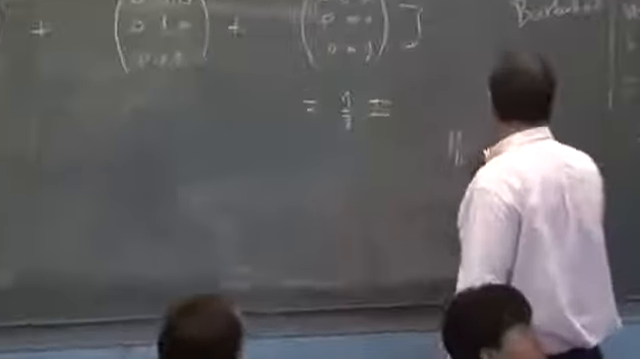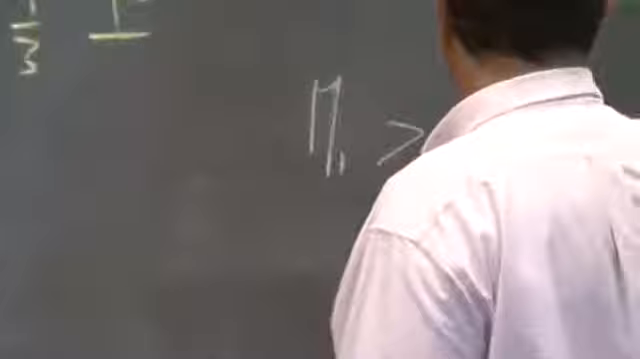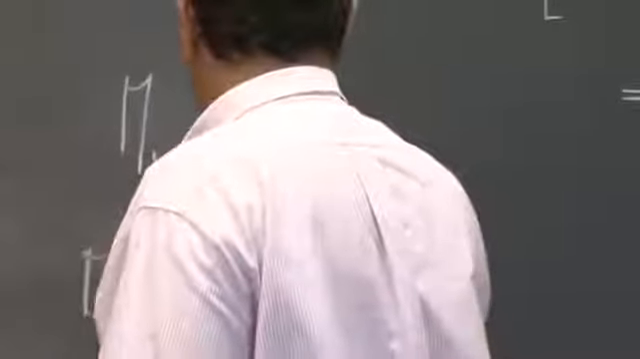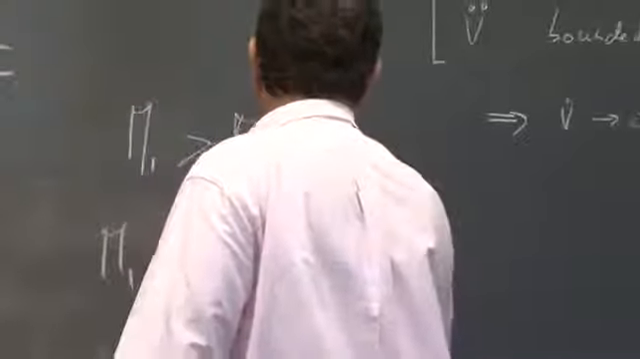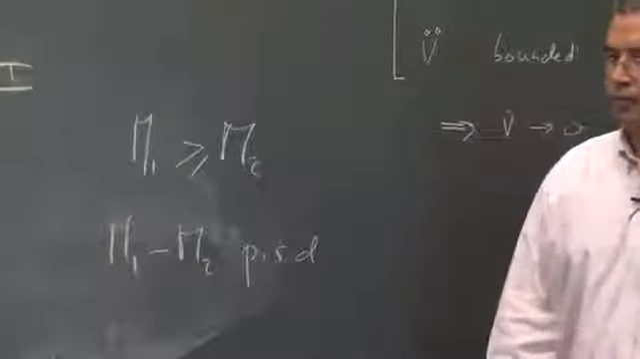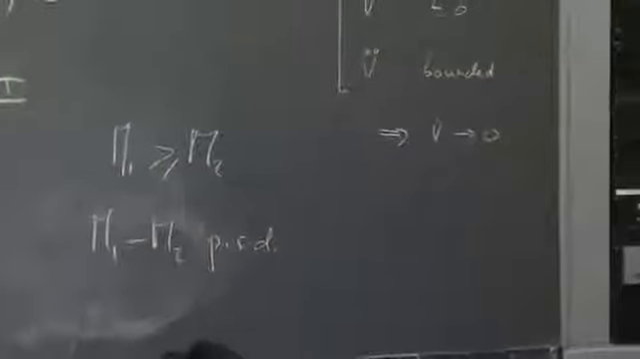Remember, we said before, if you have two square matrices, M1 and M2, when we say M1 larger than M2, it means that M1 minus M2 is positive semi-definite. Okay, it's just a notation.